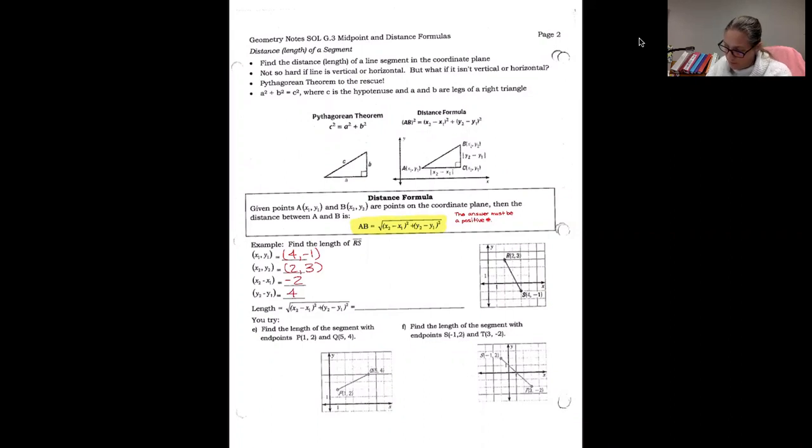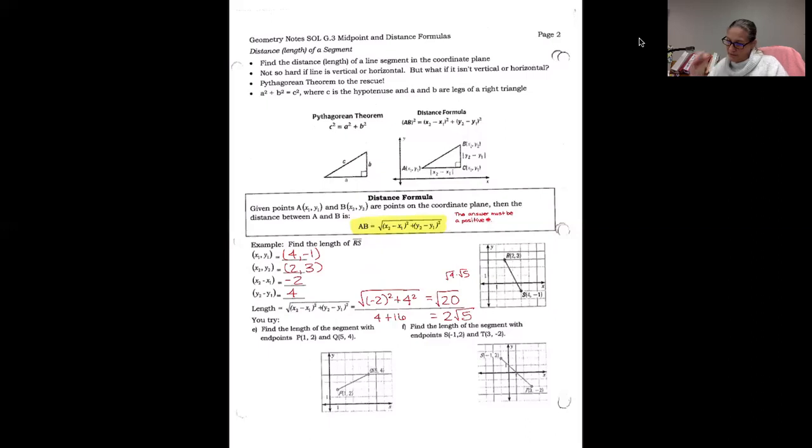So when you go to do your square root, you have -2 squared plus 4 squared. -2 squared would be 4, and 4 squared is 16, and 4 plus 16 would be 20. And the square root of 20, we're going to break that down. It's the square root of 4 times the square root of 5, which is 2 square roots of 5.